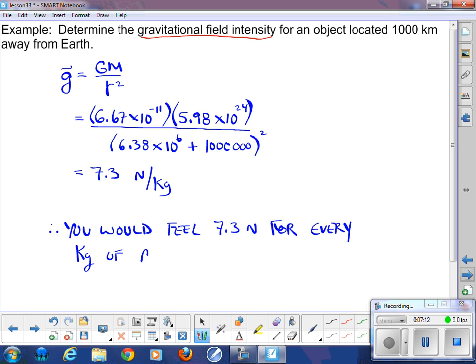I guess that's kind of saying the same thing twice, but I want to emphasize that 7.3 newtons is going to be for every kilogram of mass that makes up yourself.